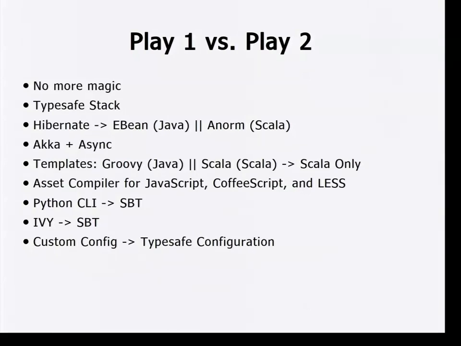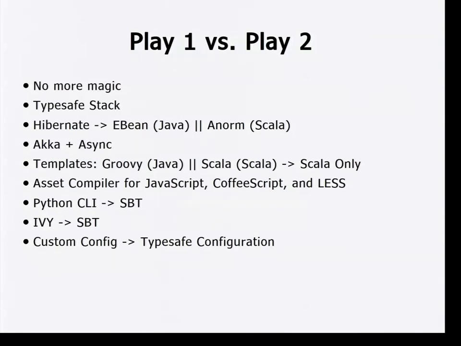Play 1 used Hibernate for persistence, Hibernate and JPA. Play 2 now has different persistence options whether you're writing your application in Java or in Scala. If you're writing in Java, then eBean is now the default persistence provider. And if you're writing in Scala, then Anorm is the default persistence provider. So you can swap that out. You can change it to whatever you want. This is for relational databases. You can, of course, put in MongoDB very easily and those sorts of things as well. But these are the default persistence providers now in Play 2.